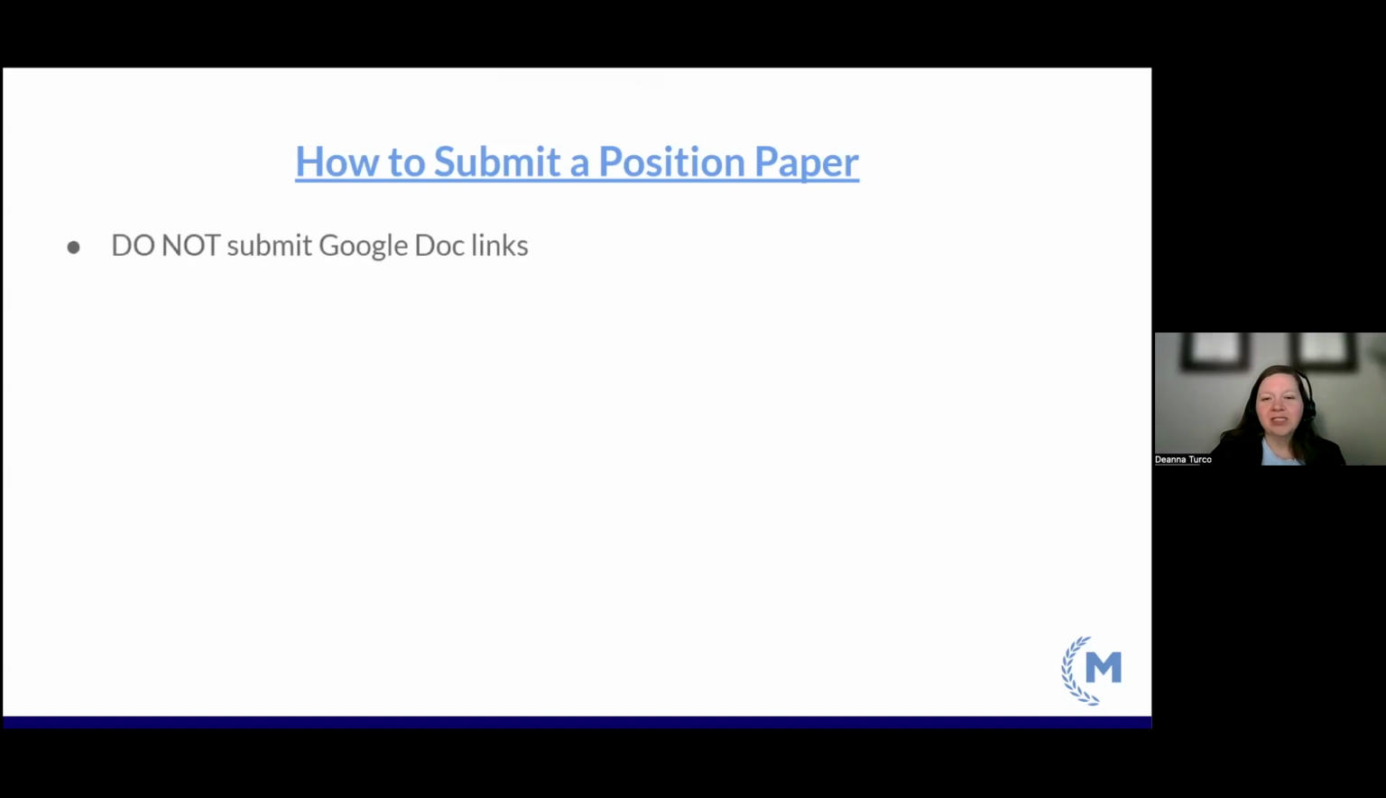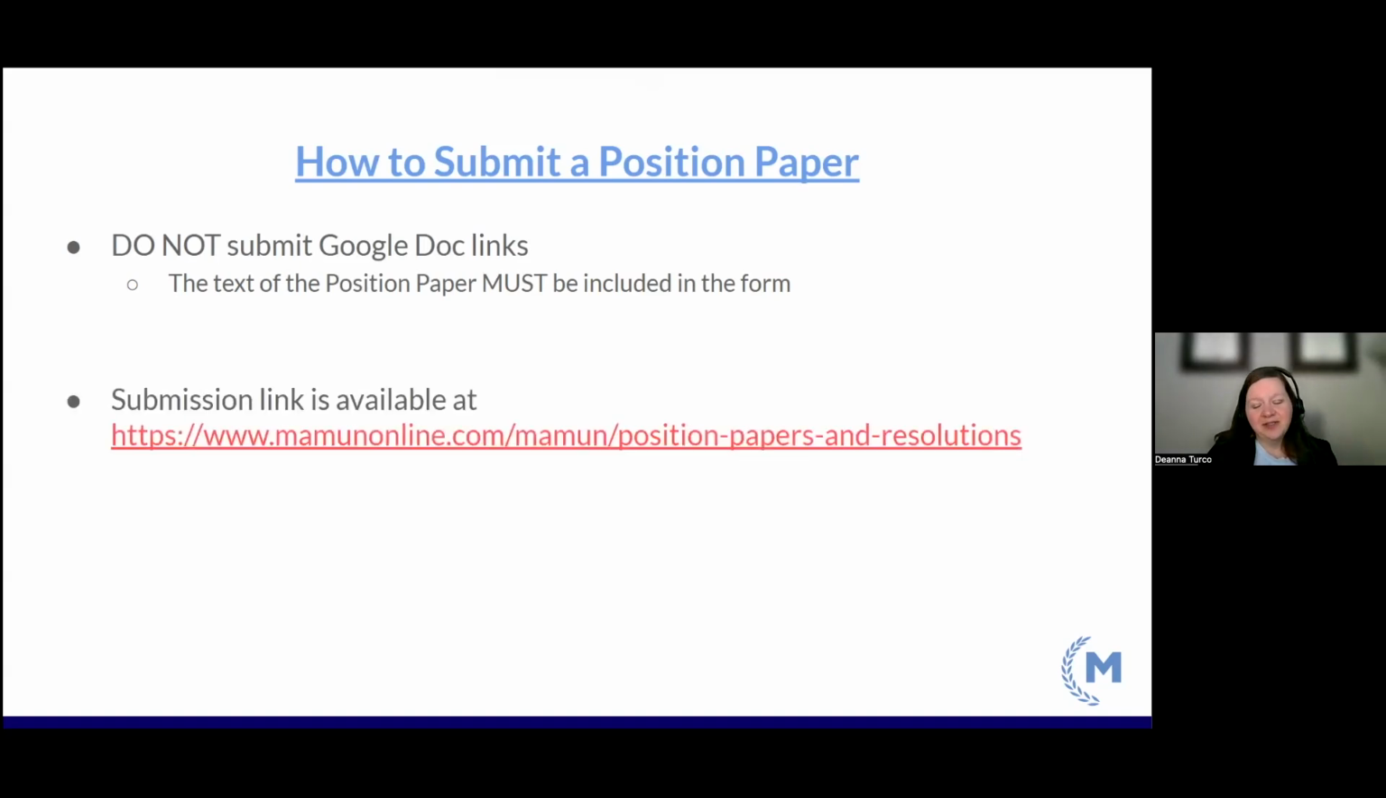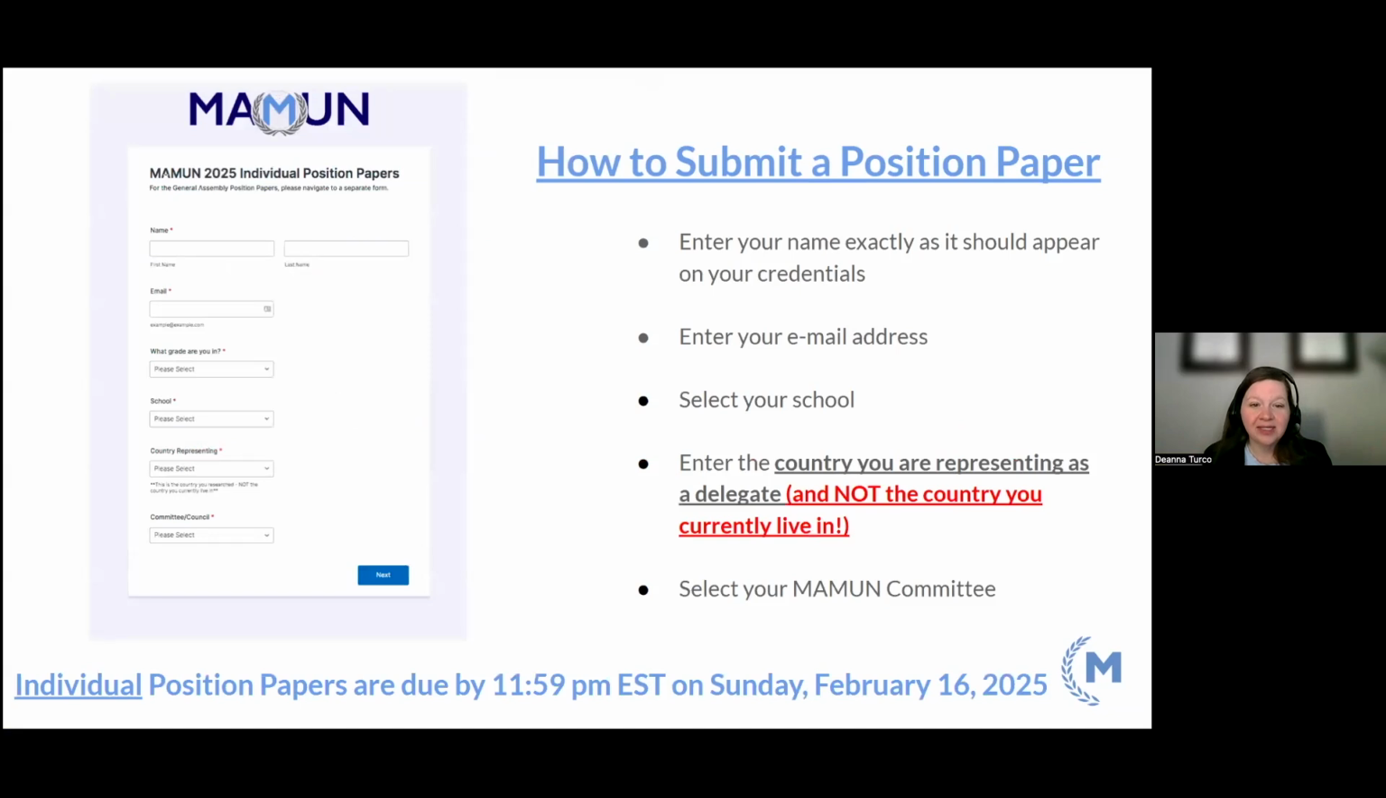So first thing to know, do not submit a Google Doc link. Do not. I don't want a Google Drive link. I don't want a Google Doc link. I don't want a Google link, period. What you will need to do is copy and paste the text of your position paper into the form. And you're like, well, Deanna, what form? Okay, hold on just a minute, I'll show you. There is a link on our website. You might have heard me talk about the website. Go to the website because there is a position paper and resolution section. And that section will have the link for you to submit the form. And this is what it looks like. It's very beautiful and it's very easy, promise.